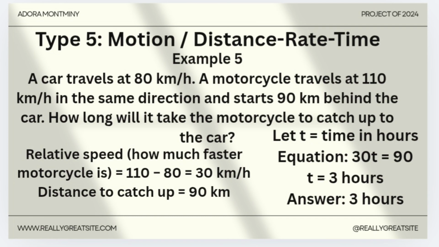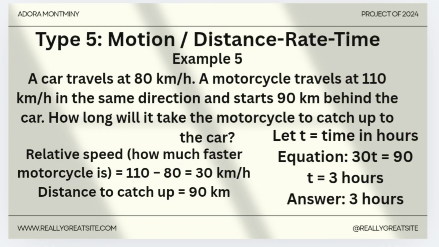Example 5, the last example. A car travels at 80 km per hour. A motorbike travels at 110 km per hour in the same direction and starts 90 km behind the car. How long will it take the motorbike to catch up to the car? Relative speed, or how much faster the motorbike is: 110 - 80 = 30 km per hour. Distance to catch up = 90 km.